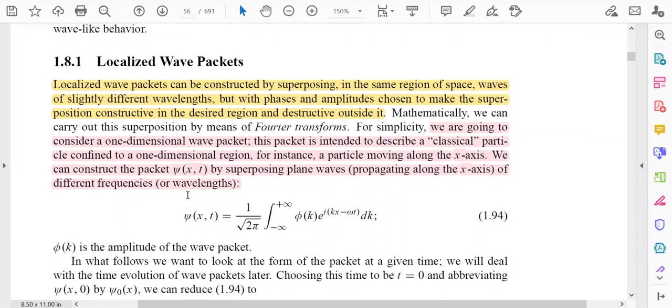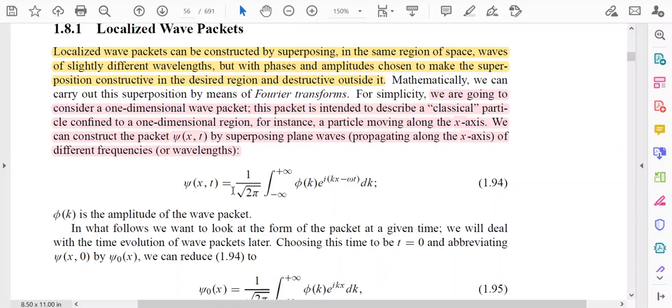So what is the mathematical interpretation of psi(x,t)? Psi(x,t) is equal to 1 by root 2 pi, integral from minus infinity to plus infinity, phi(k) e to the power i(kx minus omega t) dk. We know that a plane wave is described by the function e to the power i(kx minus omega t), and this phi(k) is the amplitude of the wave packet, and psi(x,t) is the Fourier transform of phi(k) and vice versa. And here k is the wave number.